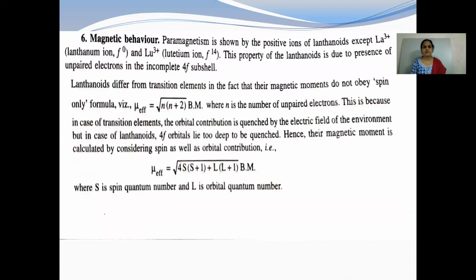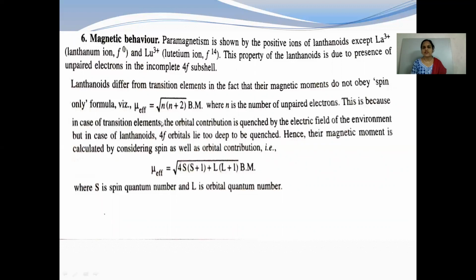Next, magnetic behavior. Paramagnetism is shown by the positive ions of lanthanoids except La3+ and Lu3+. This is because La3+ has f0 configuration and Lu3+ has f14 configuration. And this property of the lanthanoids is because of the presence of unpaired electrons in the incomplete 4f subshell.